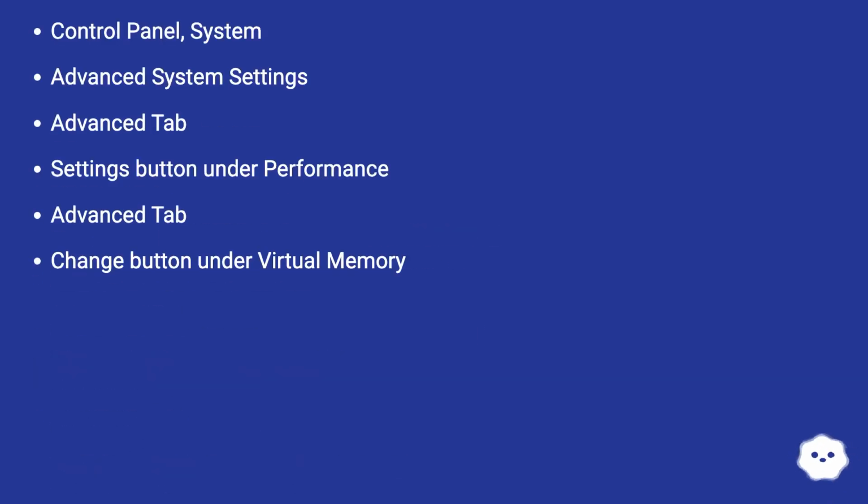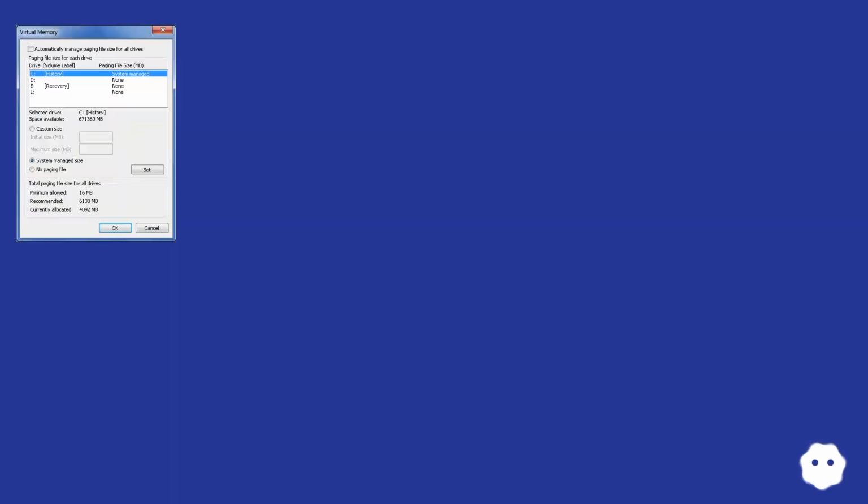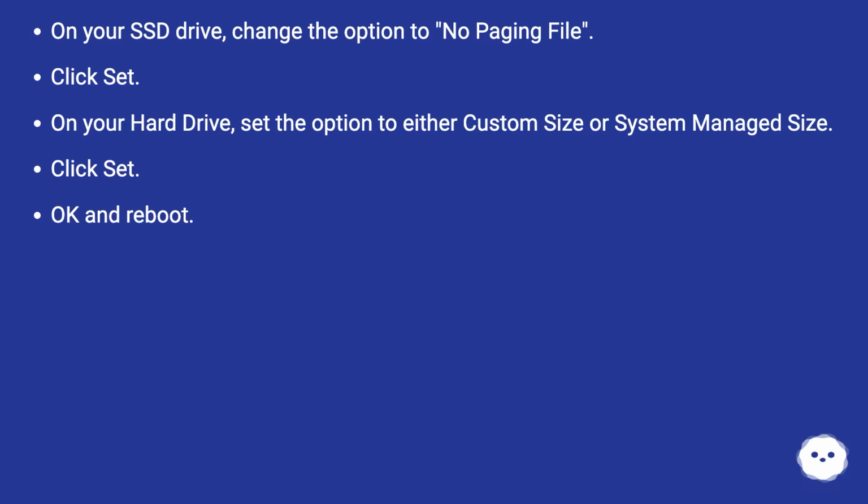Control Panel, System, Advanced System Settings, Advanced tab, Settings button under Performance, Advanced tab, Change button under Virtual Memory. On your SSD drive, change the option to No Paging File. Click Set. On your hard drive, set the option to either Custom Size or System Managed Size. Click Set. OK and reboot.